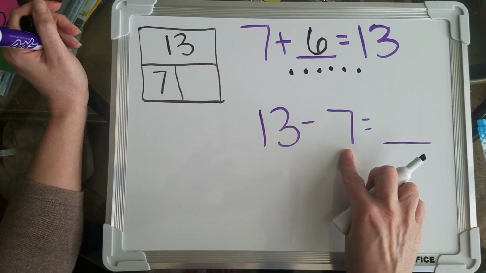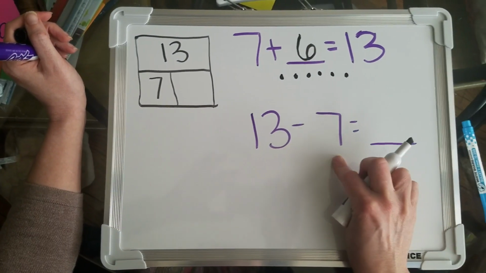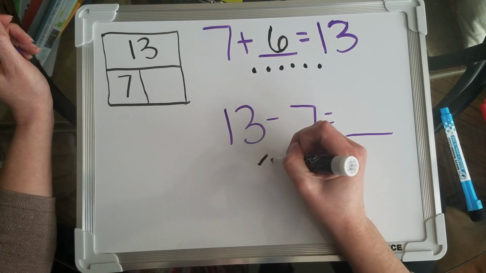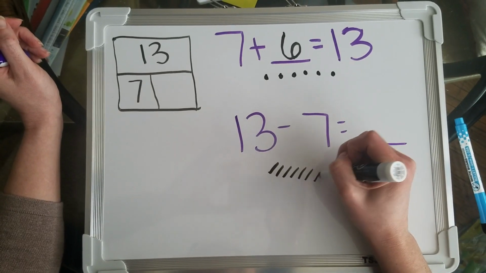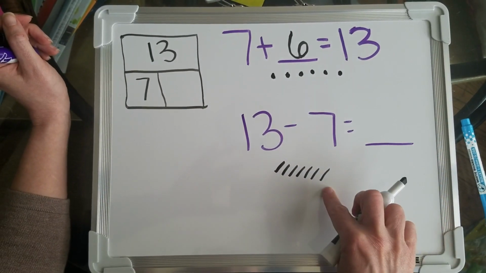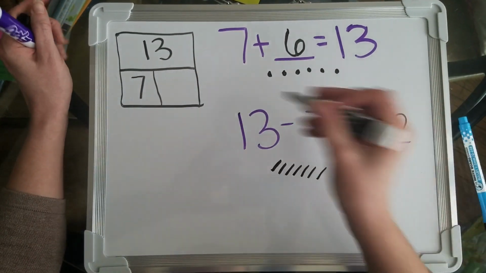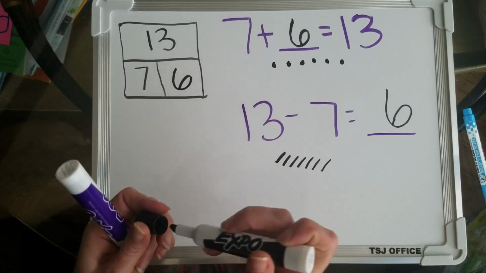I'm going to double check my work to make sure I have it correct. 13, take away 7. So 13, 12, 11, 10, 9, 8, 7, 6. I made 7 marks, ended up at 6. So my missing part is 6. All right, let's try a couple more.